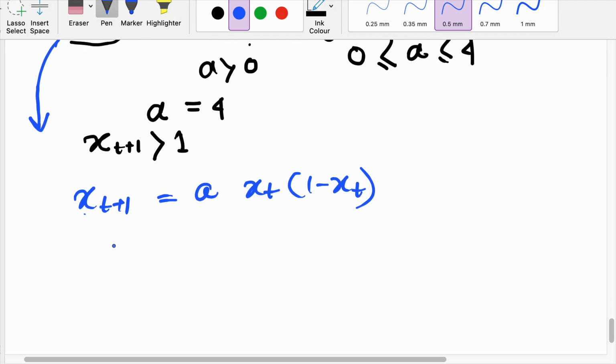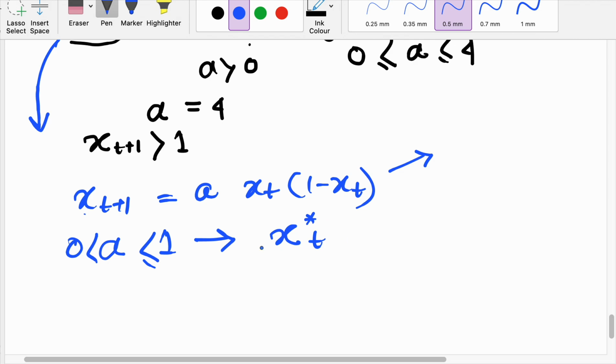Now when a is in between 0 to 1, you will find that there is only one fate of the population: as t tends to infinity, xt will always go towards 0. The population will always become extinct.